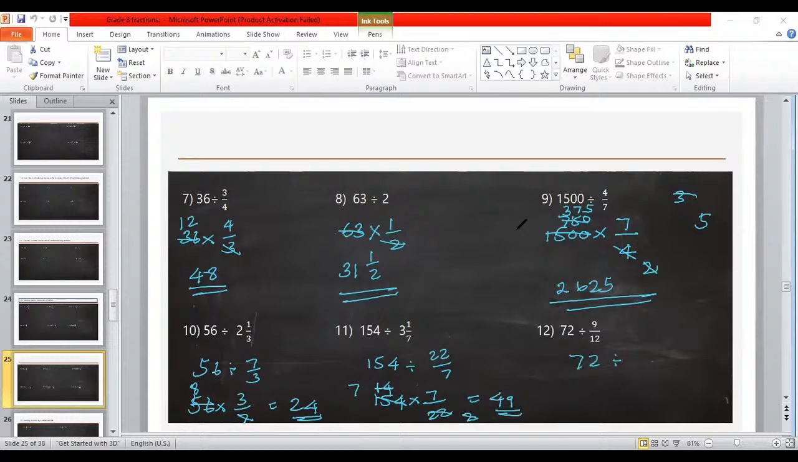Multiply with the reciprocal. You can write, right? 12 over 9. 72, how many 9s are there? 8. 8 times 12. 8 times 2, 16. 1 remains. 8 times 1, 8 and 1, 9. 96.